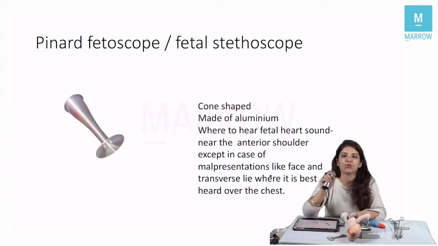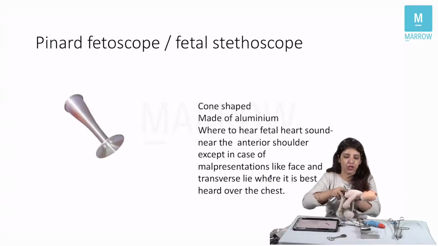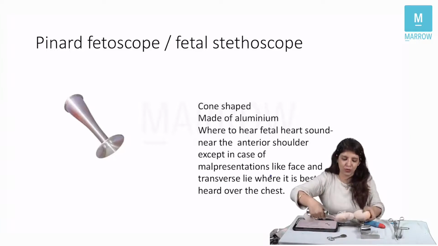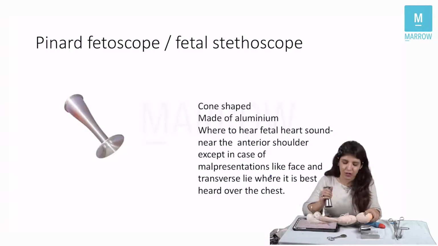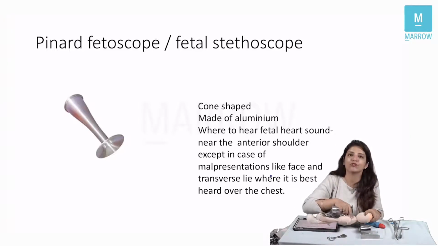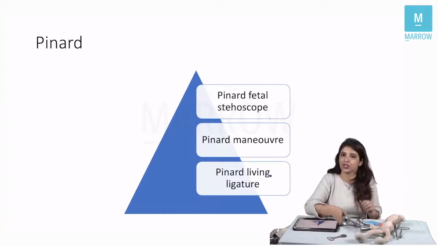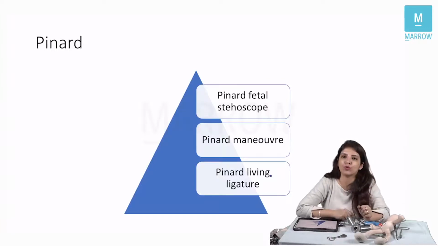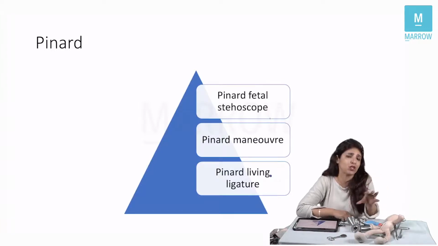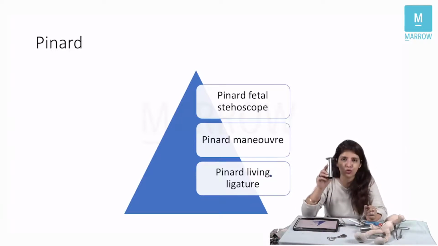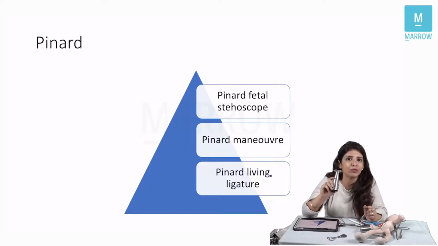So that is the place where you have to listen to the fetal heart sounds, except the exception is suppose the baby is in transverse lie. Now in transverse lie, the best place to hear the fetal heart sound would be near the chest, right? So that is the question which they can ask you. Next question which they can ask you is, what are all the Pinards what you have heard about? So number one is this Pinard fetoscope. Number two is the Pinard maneuver. Where was the Pinard maneuver used?